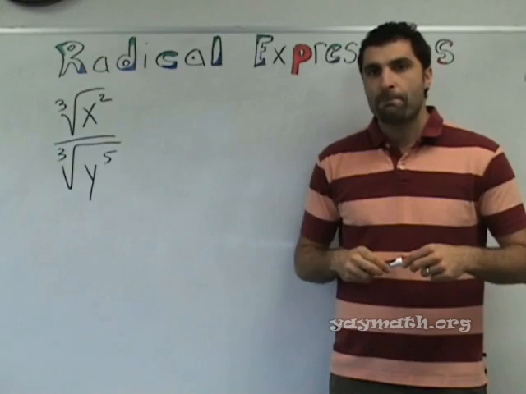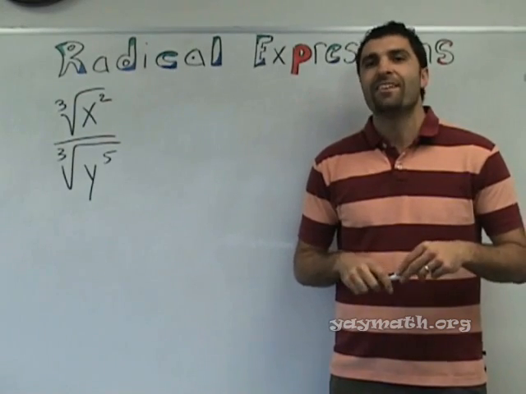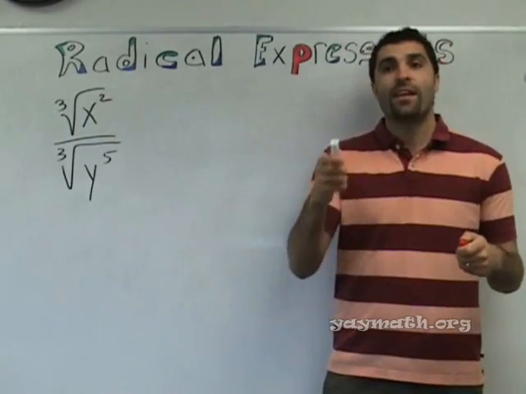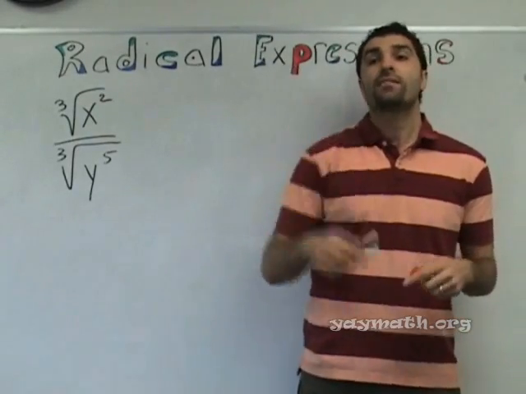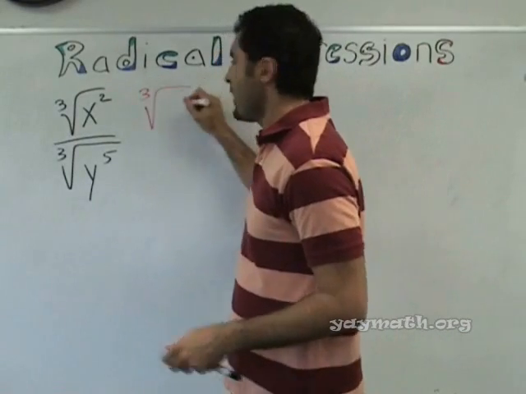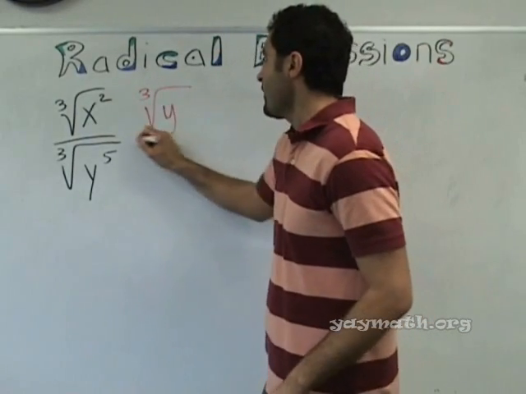Why? Exactly. No. No. Okay. Who can explain? Try. Explain why do we multiply. Let me write it first. And go ahead. Why do we multiply top and bottom by the cube root of y?